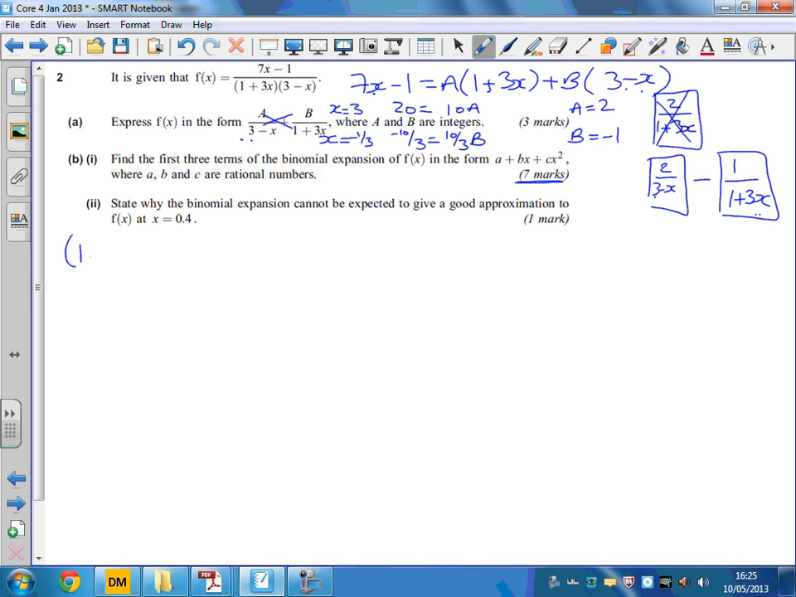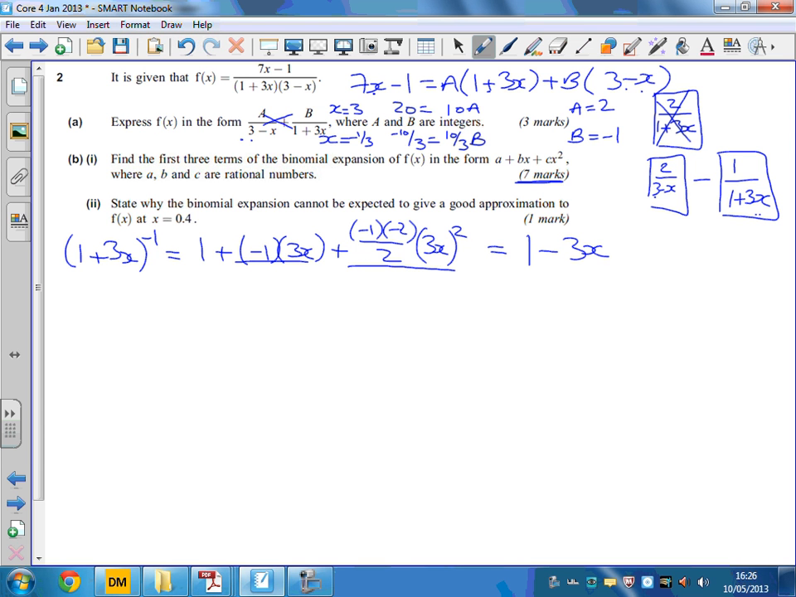We're trying to do 1 plus 3x all to the power of minus 1, and so that's just 1, and minus 1 times 3x, and minus 1 times minus 2 over 2 times 3x squared. So we've got 1, this bit here is minus 3x, and here the 2s cancel out, the minuses cancel out, so we've just got plus 9x squared. We're getting 2 marks working that bit out. Now this harder one, we've got 2 lots of 3 minus x to the power of minus 1. The 2 from the top there, and the 3 minus x is on the bottom.